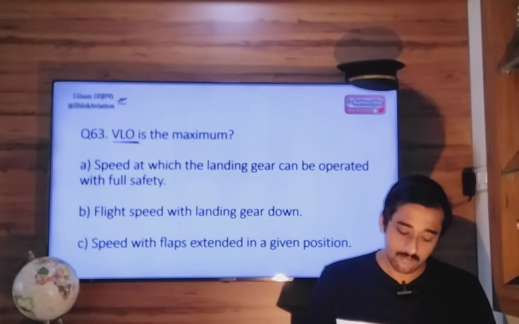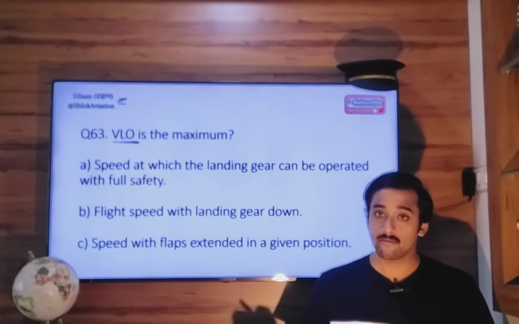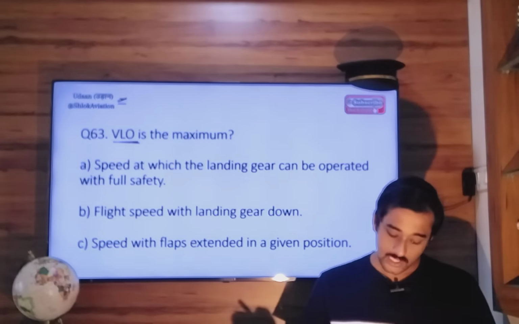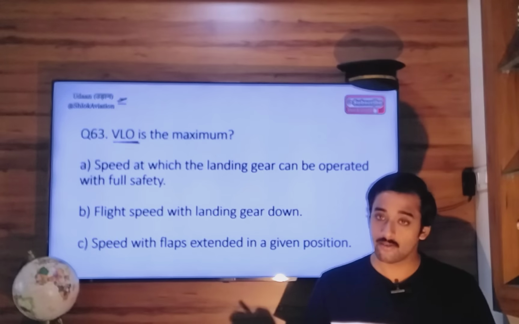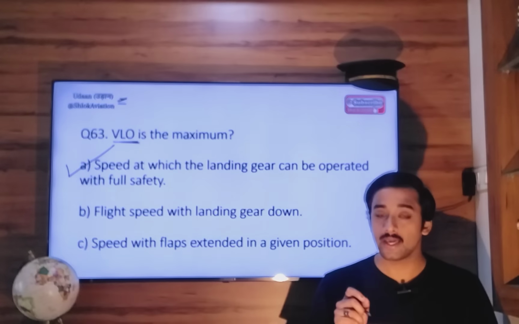VLO is the maximum what? Maximum speed at which the landing gear can be operated with safety, flight speed with landing gear down, speed with flaps extended in a given position. So VLO is the speed at which landing gear can be operated.